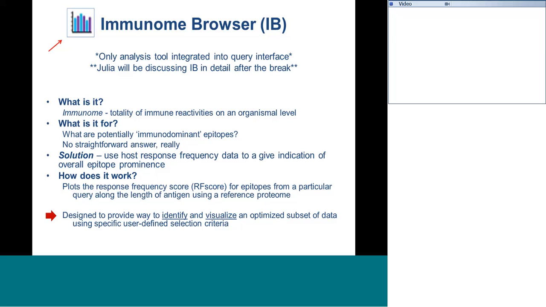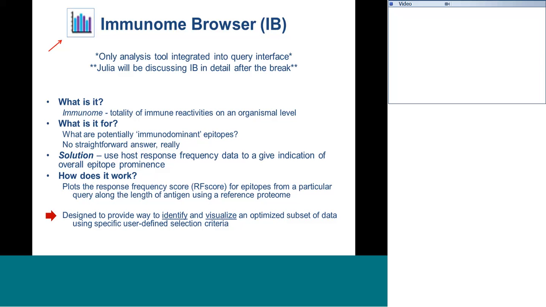The immunome is the totality of immune reactivities at the organism level, so the reactivities to the proteome, all right? What is it for? The reason why we developed this tool is because we were very often asked, can you tell me what the immunodominant epitopes are? And that is not a straightforward question to answer, because it depends. It depends on the host, it depends on the scenario.